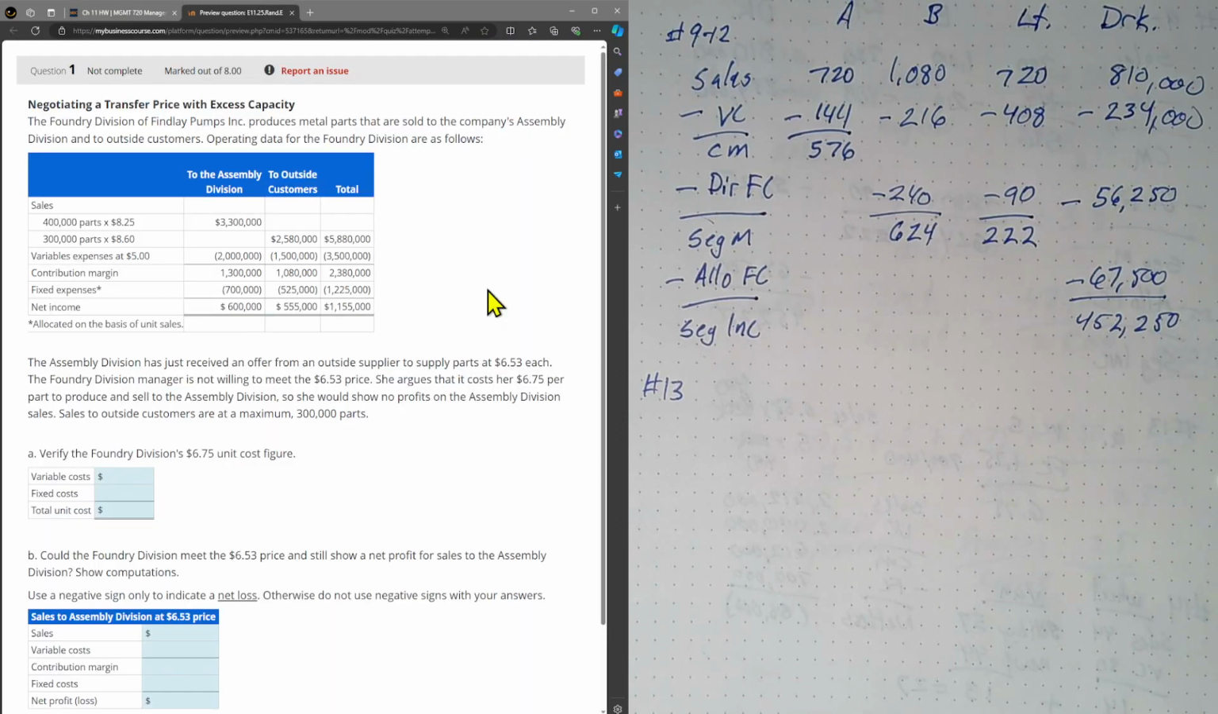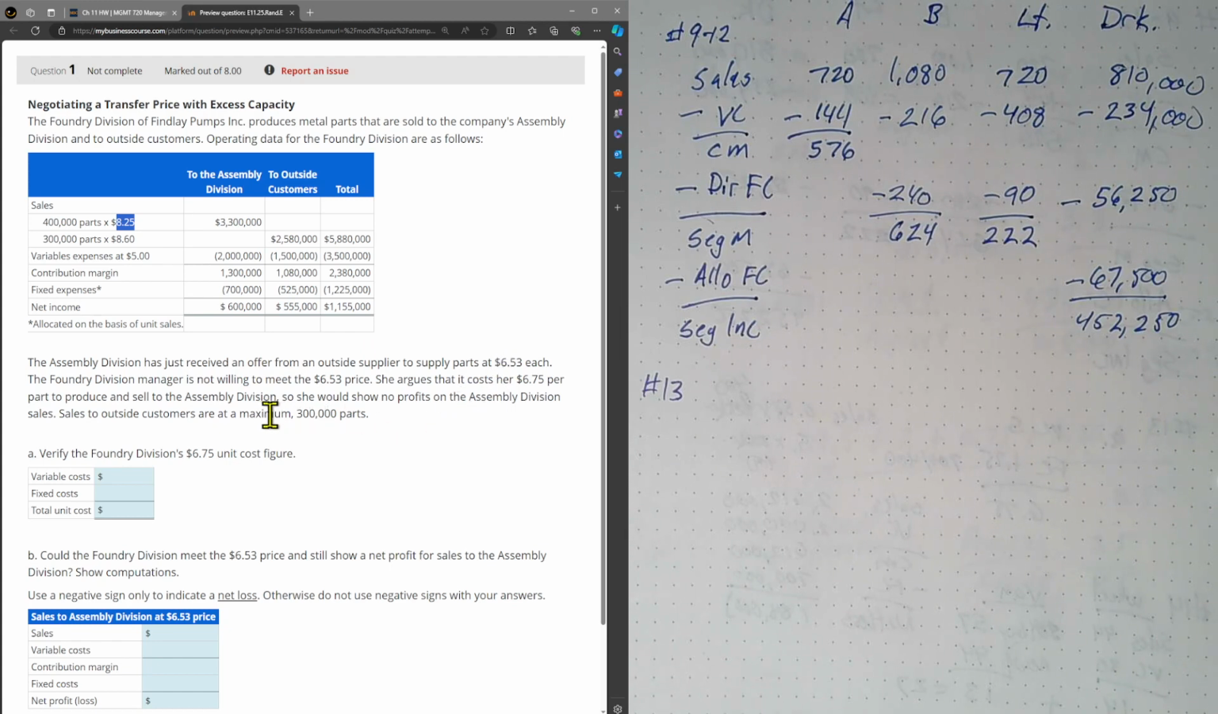So let's look at number 13 here. Transfer pricing, we've got a lot of information. Essentially, we have a division, the foundry division, that is selling both to external customers, but also to an internal customer, the assembly division. So foundry is the seller, assembly is the buyer. Here is the information by division, by customer for the seller, both internal and external. Assembly has just received an offer from outside supplier to supply parts at $653, and it looks like we're supplying internally at $825. So they now have a new offer for $653.